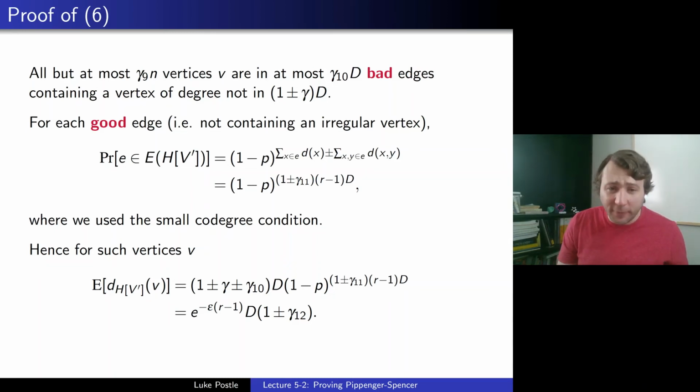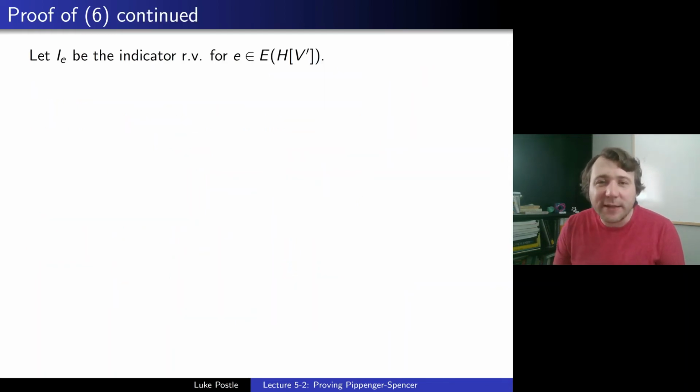So you get some out front from, again, the degree we couldn't control, the bad edges we couldn't control, and then raising to this gamma 11, the problems with the codegree stuff. But again, that all gets swept into a 1 plus or minus gamma 12. Then we continue the proof.